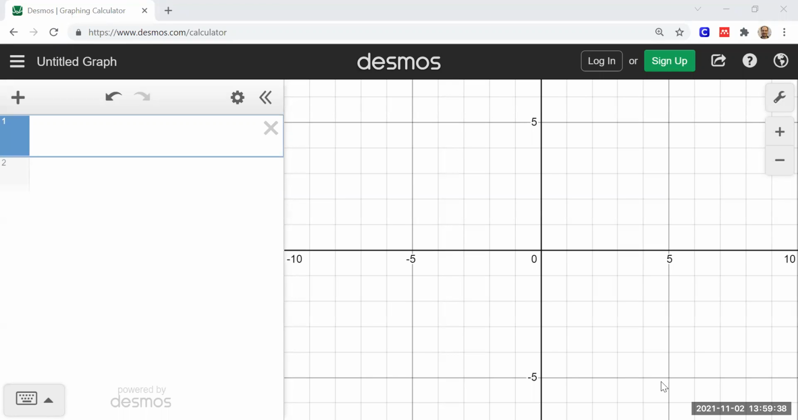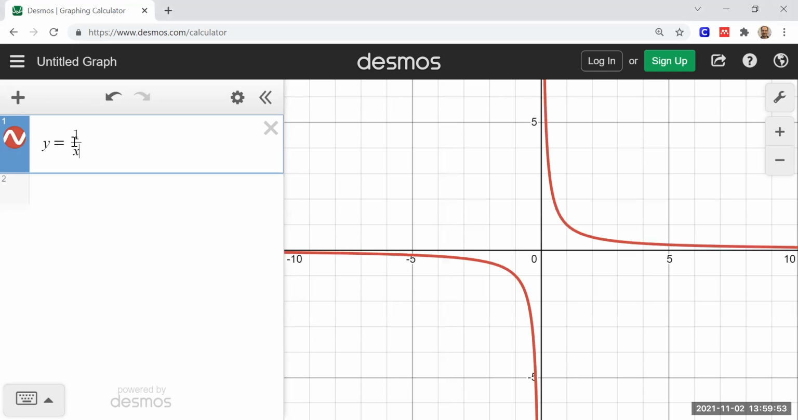So before we even start section 6, I want you guys to see what these graphs are going to look like. So let's just put in right here, y equals 1 over x. This is what our graphs are going to look like, which is rather strange looking.